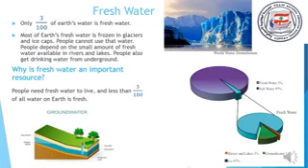What about fresh water? People need fresh water for drinking, cooking, growing crops, and many other activities. And only 3/100 of Earth's water is fresh water. Most of Earth's fresh water is frozen in glaciers and ice caps. People cannot use that water. People depend on the small amount of fresh water available in rivers and lakes. People also get drinking water from underground.